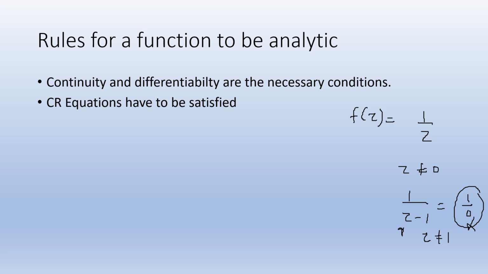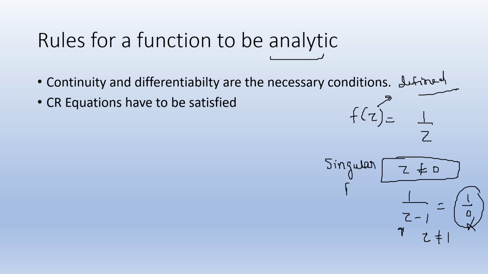So, if you want a function to be analytic, there are some conditions. Firstly, that function has to be defined at the point where you are checking its analyticity. If it is not defined somewhere, that point is called a singular point for that function. For example, 1 is the singular point for 1 upon z minus 1. First of all, check if there is any singularity or not.